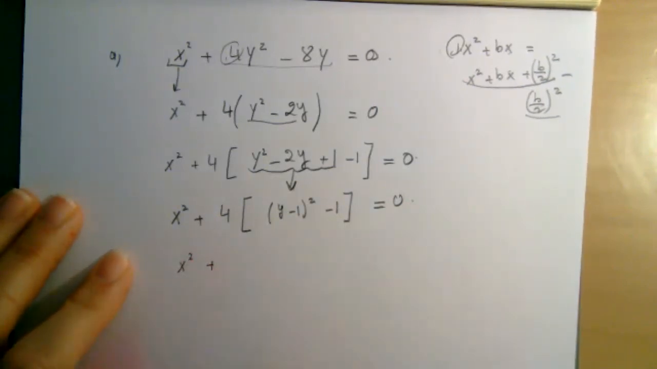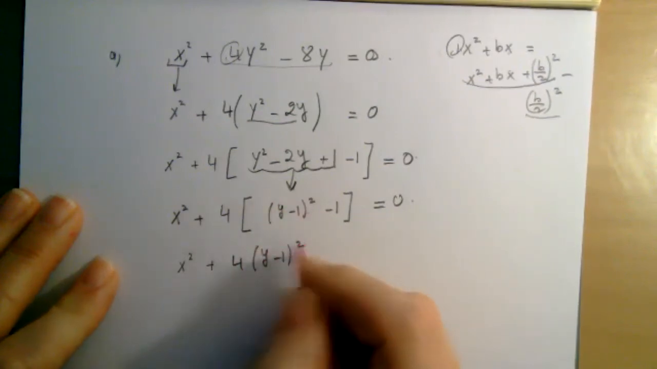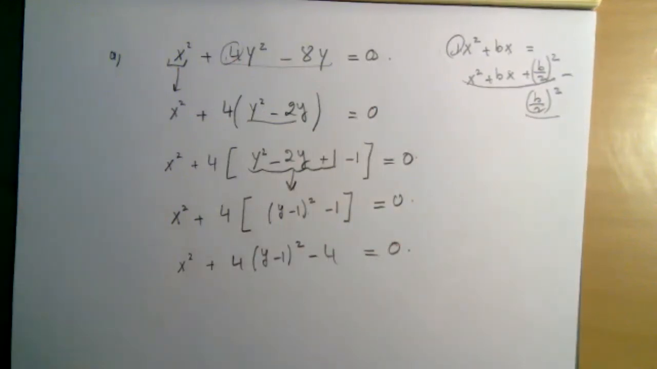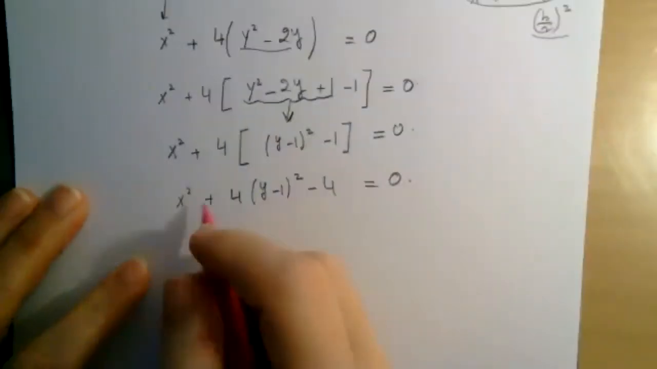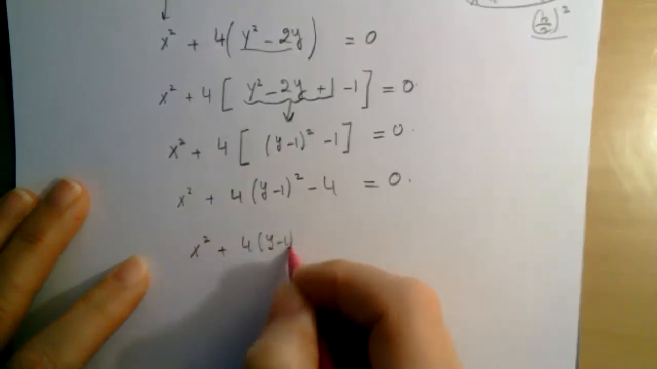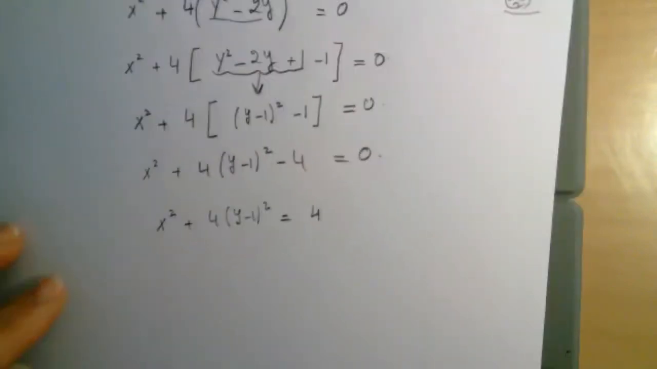So now I'm going to distribute the 4. Minus 4 equal to 0. So the goal is really to go back to our format. And now, at the end, it's x squared plus 4 times (y minus 1) squared, minus 4. And we can already recognize what conic section we have, right? What conic section do we have now? Ellipse, circle, hyperbola? Quickly.